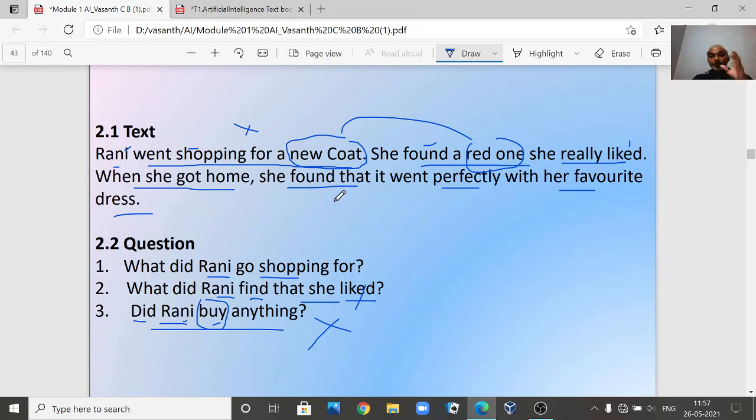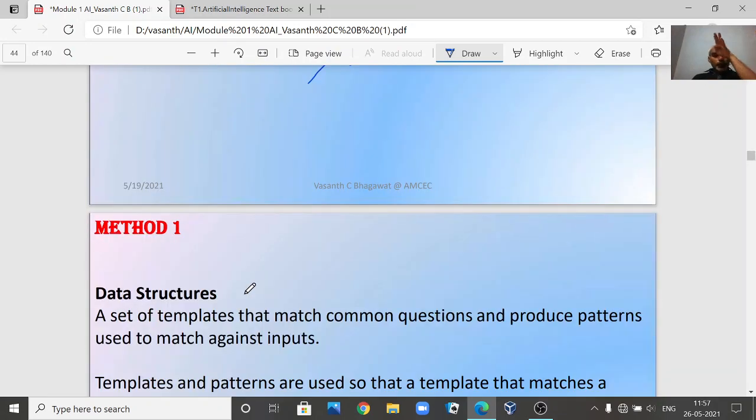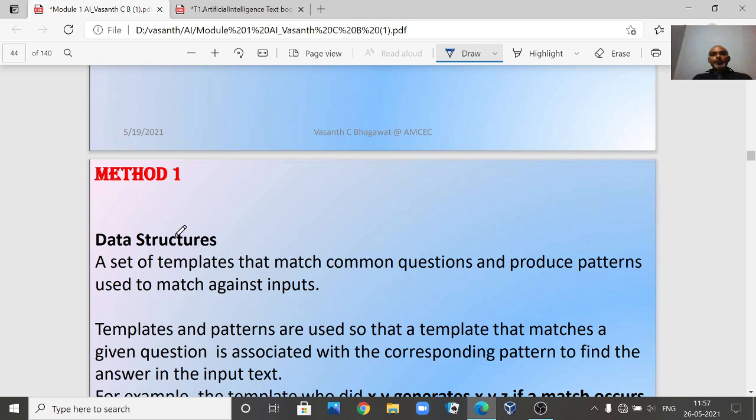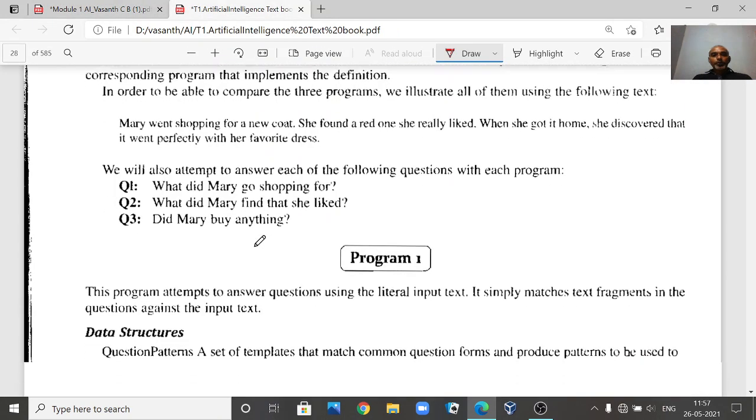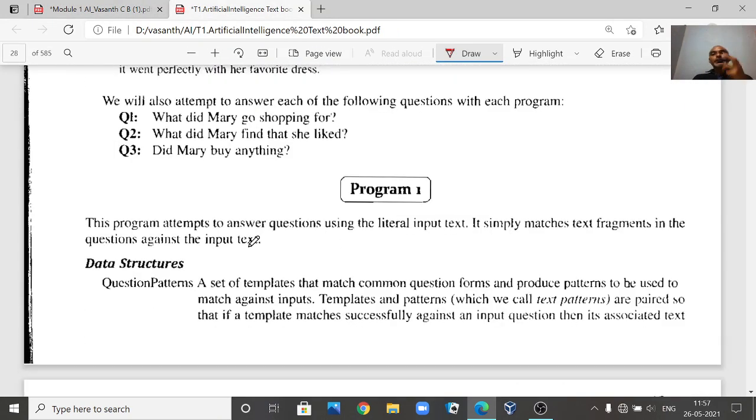We can answer if we read the paragraph first, but our normal approach, how we are doing, is reading the question first, right? Now based on this, we are going to use a method which is called method 1. So what is our first method? What we said: reading the question first, then trying to answer. This is the normal program that we are going to understand here.